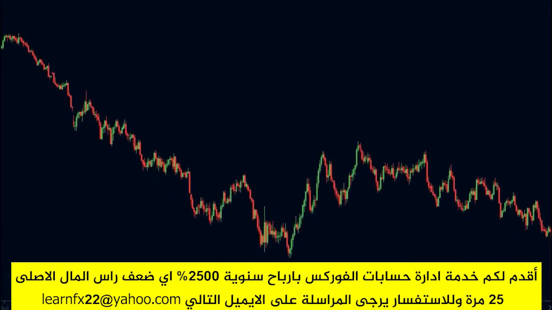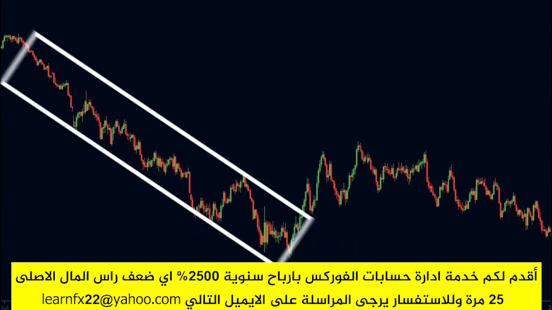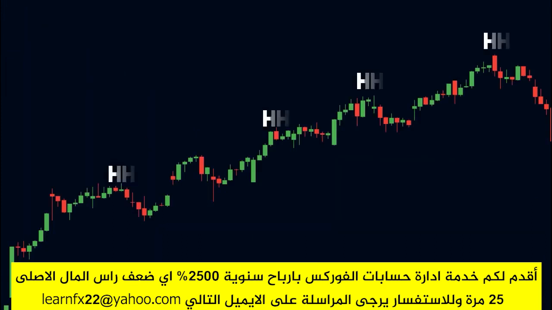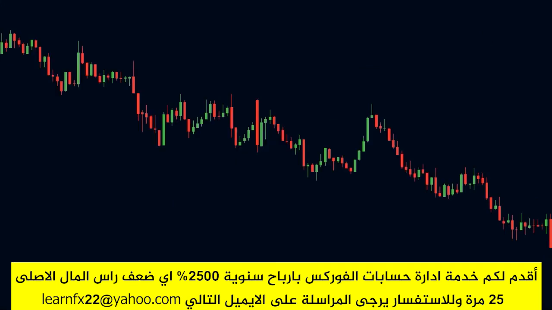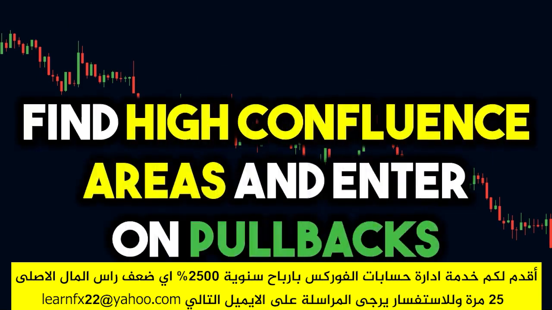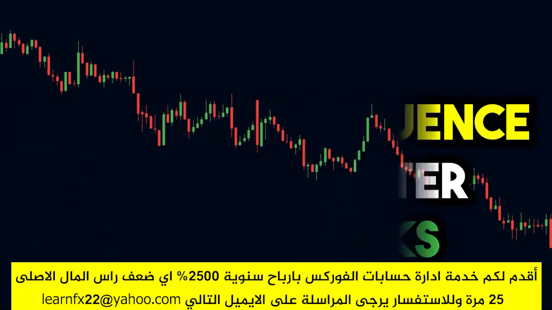Let us start with the trend-following strategy. The market moves in two phases: the trending phase and the ranging phase. When the market is making higher highs and higher lows, it is in an uptrend. Similarly, when the market is making lower highs and lower lows, it is in a downtrend. Our goal with this strategy is to find high confluence areas and enter the trend on pullbacks.